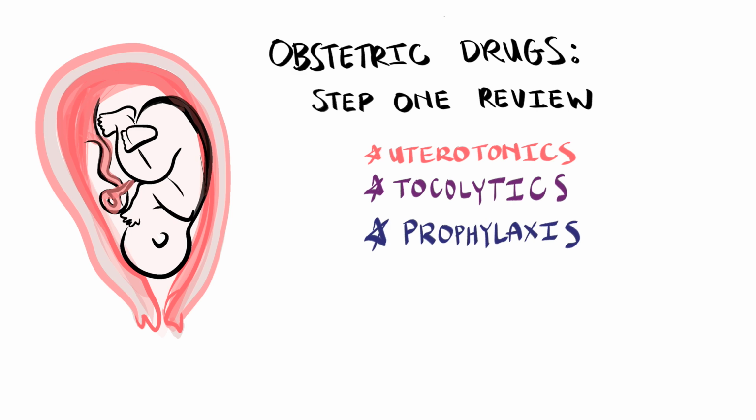I'm going to talk about uterotonics, which are used to stimulate labor, or in the case of postpartum hemorrhage. Then I'm going to talk about tocolytics, which are used to relax the uterus and delay labor, and then just go over a few common prophylactic drugs that might be given in the intrapartum period, depending on the status of the mom and the baby.